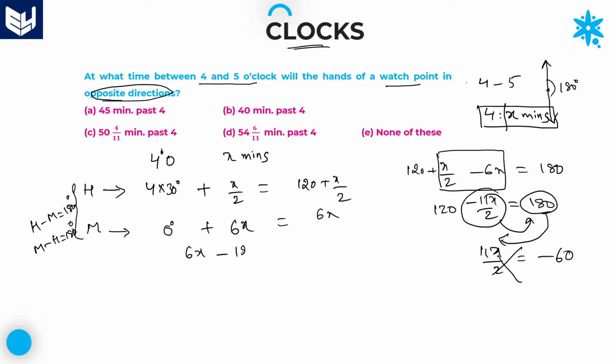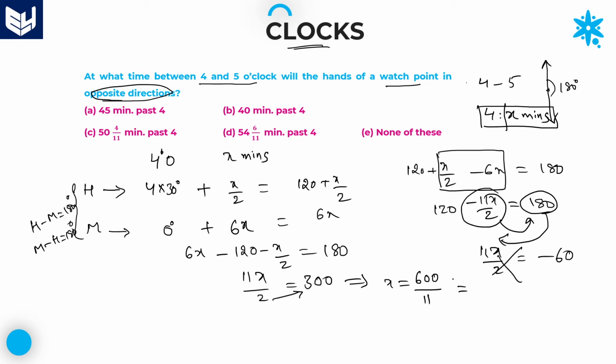6x minus 120 minus x by 2 is equal to 180 degrees. 6x minus x by 2 is 11x by 2, and this minus 120 goes to the right side and becomes plus 120. 180 plus 120 is 300, and then you can do the cross multiplication. From this, x is equal to 300 into 2, that is 600, divided by 11. That value is 600 by 11 minutes.